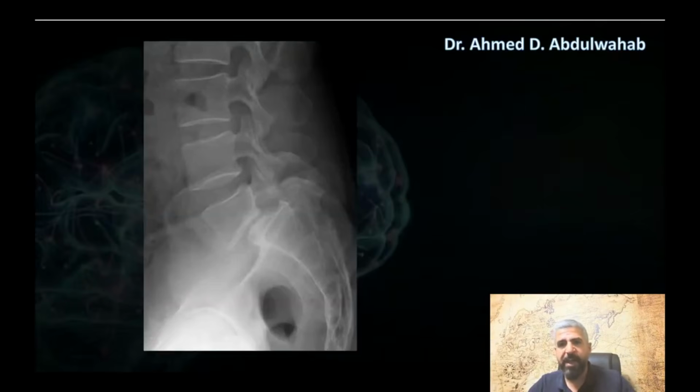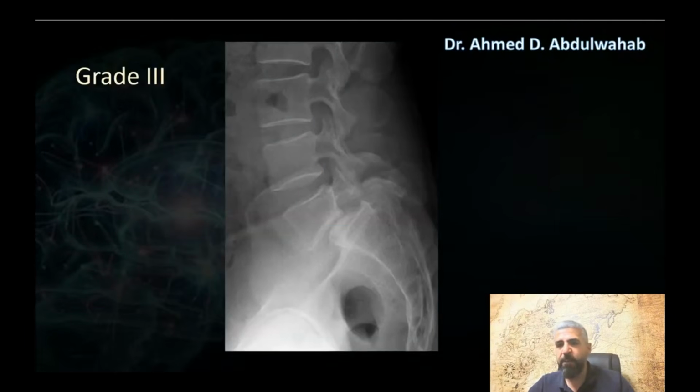Now, look at the second case. Look at the slip. What grade is this? Is it grade 1, 2, 3, or 4? And of course, this is grade 3, which is around 50 to 75% of the vertebra slipped. And of course, this thing here is longer than this thing, and you can measure it if you are not sure, but this is a grade 3 anterolisthesis.